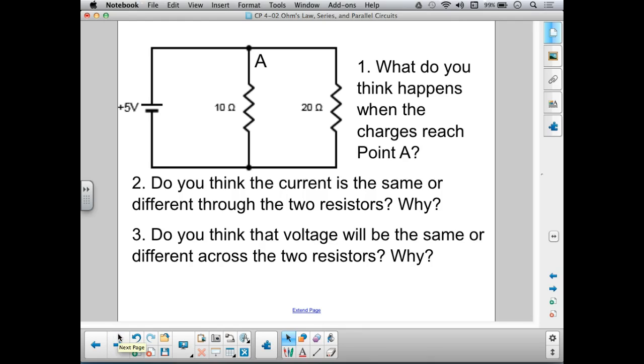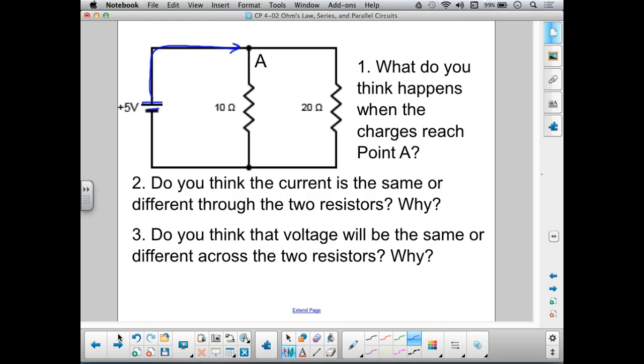So let's take a look at a parallel circuit. What I'd like you to do is, in your notes, copy this circuit diagram and ask yourself these questions. I've got a 5-volt battery right here. We know that current flows from positive to negative, so current is going to flow along this path. I've got a closed path to get to the negative, so it is a closed circuit.